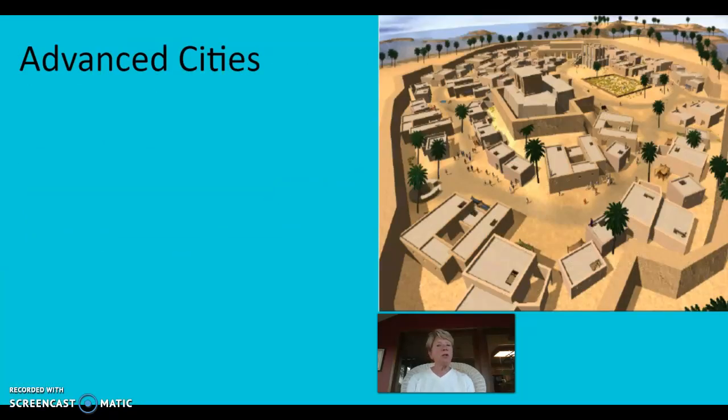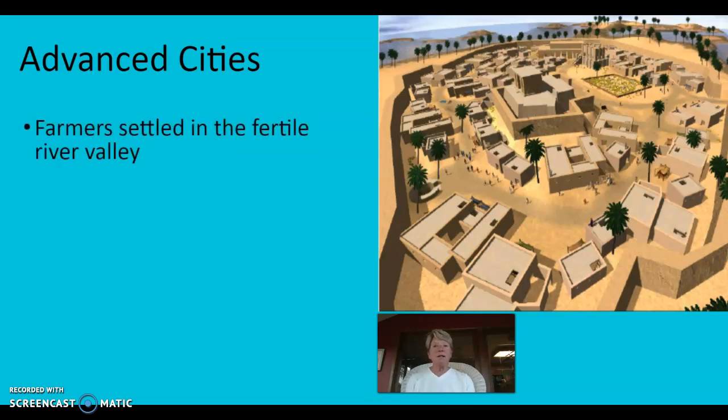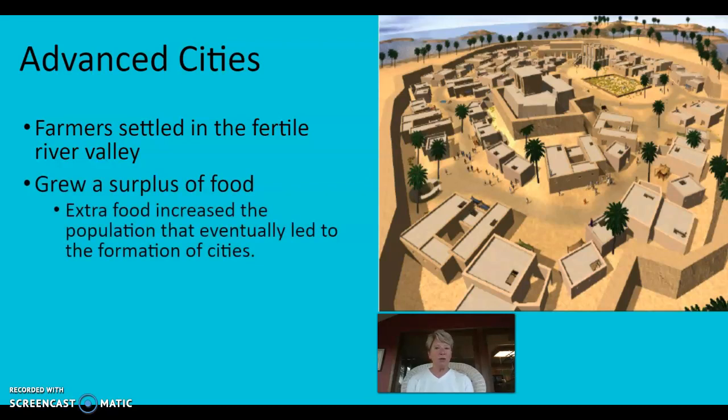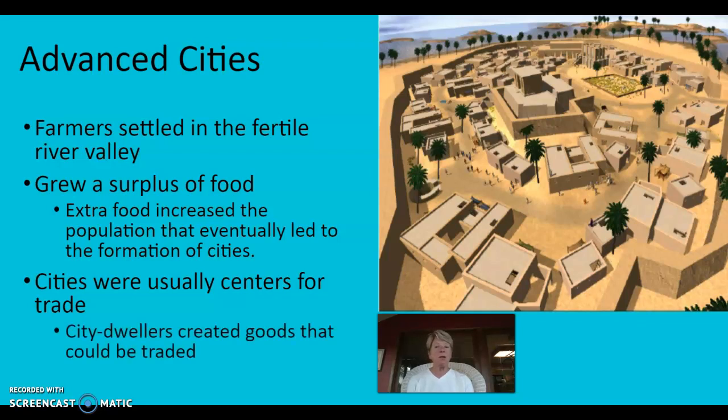Ancient civilizations also included advanced cities. Farmers settled along the fertile river valleys, and as they grew a surplus of food, they also saw an increase in population. This eventually led to villages and eventually large urban centers. Cities, large urban centers usually became centers of trade because city dwellers created goods that could be traded. City dwellers also filled government and religious roles.